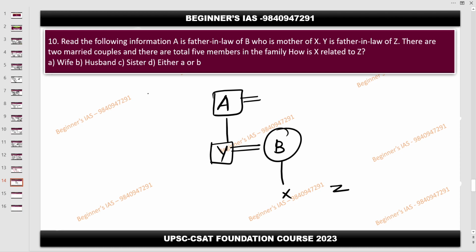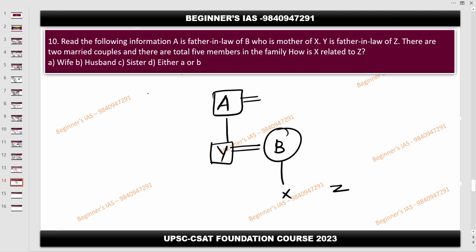Fine. The question is, five people are there: 1, 2, 3, 4, 5. How is X related to Z? Either wife or husband, we cannot identify. Cannot determine. Sir, they could be wife or husband. There are two married couples already. So they may be sisters. They could not be sisters. Five members total, two married couples.